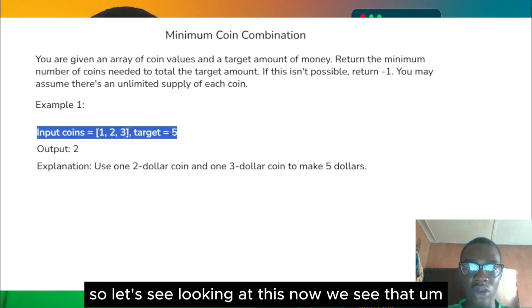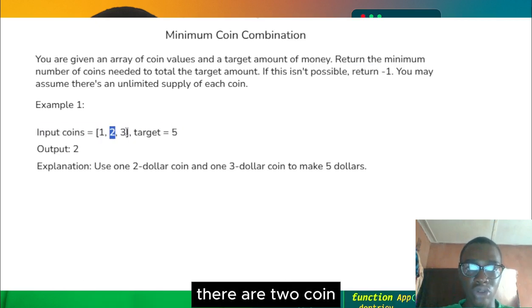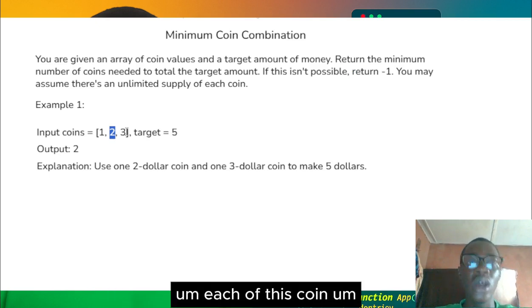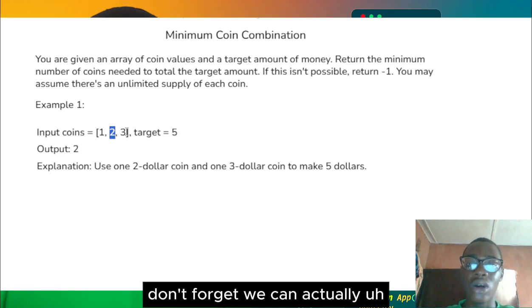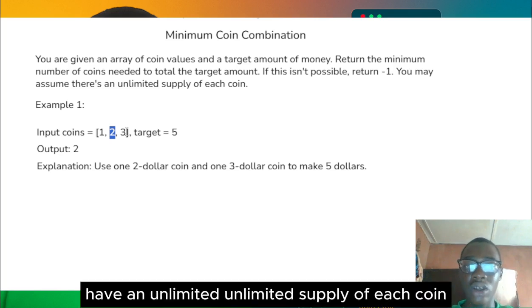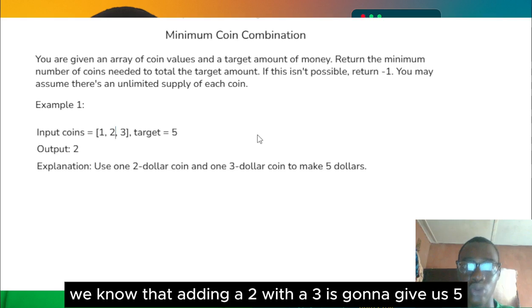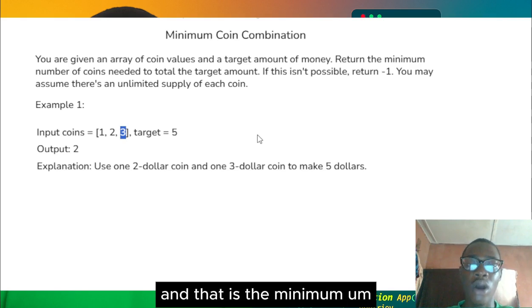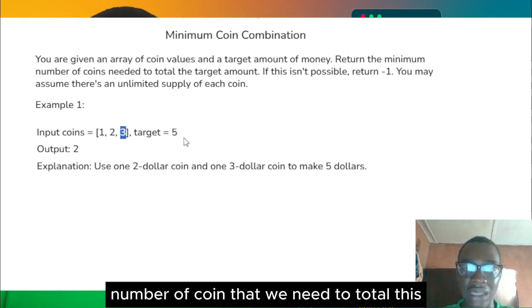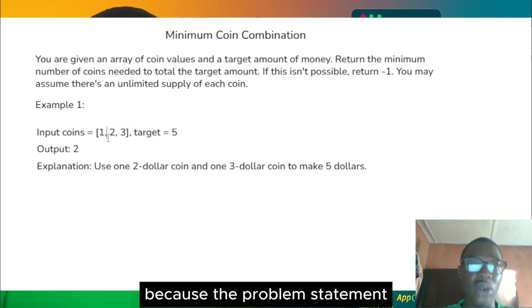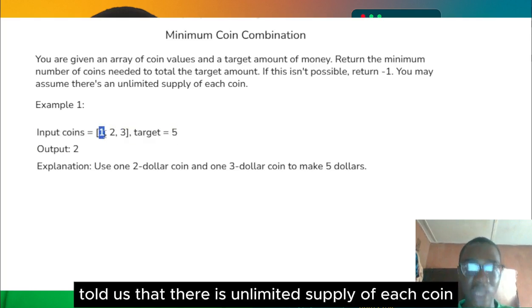So let's see, looking at this now, we say that there are 2 coins. If we are very efficient with summing each of these coins, and don't forget we can actually have an unlimited supply of each coin, we know that adding a 2 with a 3 is gonna give us 5, and that is the minimum number of coins that we need to total this 5, right? Even though we can have 1 five times. Why? Because the problem statement told us that there is unlimited supply of each coin.